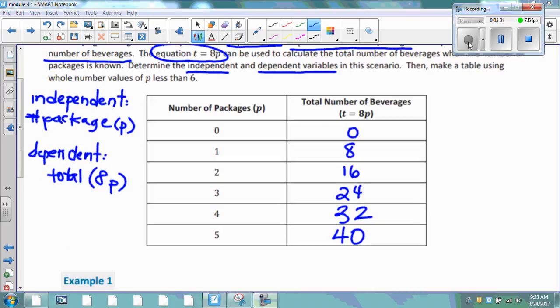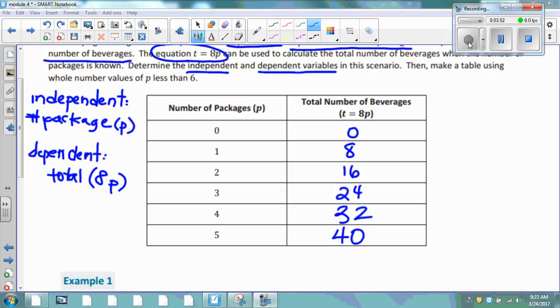So if we take a look at the information that we just put together, we have 0 for the number of packages because 0 times 8 is 0, 1 times 8 is 8, 2 times 8 is 16. And these numbers that we're saying first are the P's, right? Yes. 3 times 8 is 24. 4 times 8 is 32. 5 times 8 is 40. And so that's how we filled in our chart, because it's just multiples of 8 going down.